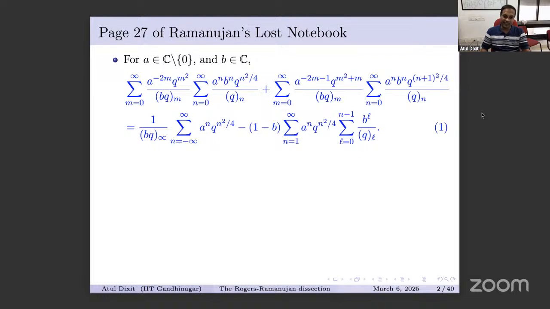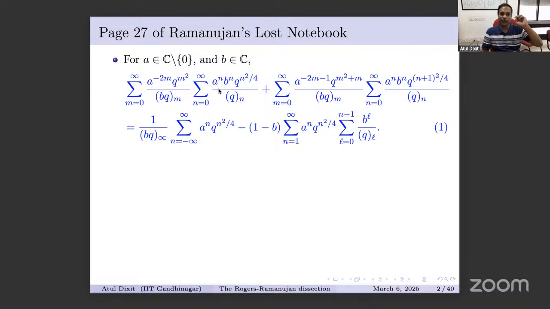Let's first try to, I hope everybody is familiar with the q notation. So (q)_n will be (1 - q)(1 - q^2), and so on, up to 1 - q to the power n, n factors. (bq)_m will be (1 - bq), and so on, up to 1 - bq to the power m. Okay, what I'm going to do is let a and b both be 1.